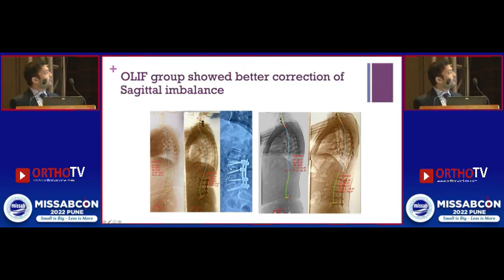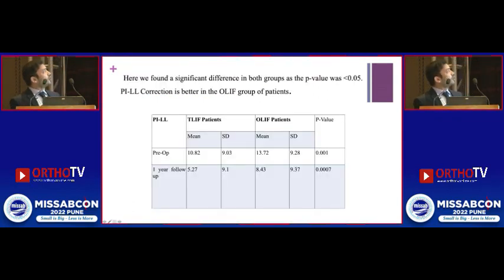And again, the OLIF group showed a better correction in sagittal imbalance. You can see the lumbar lordosis in the first radiograph, which is 13.6 and has a post-operative value of minus 24.1, and in the TLIF group it is 14.5 with a post-op correction up to minus 14.5 degrees. Here we found a significant difference between the TLIF and OLIF groups when we compared the mean correction of pelvic incidence-lumbar lordosis mismatch, and the OLIF group has the better correction in the PI-LL mismatch, which is again statistically significant.